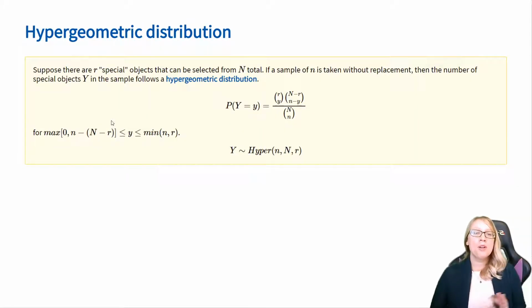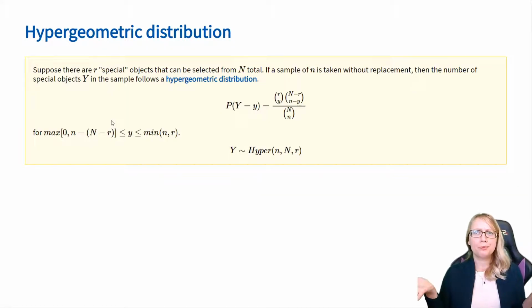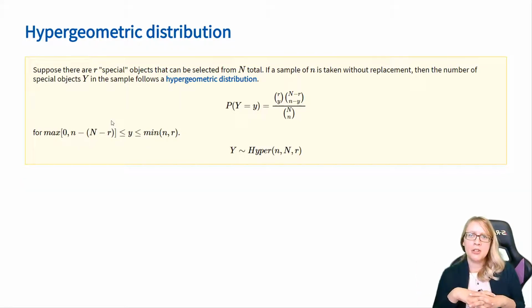Now let's take a look at one more discrete distribution, and this one's a little complicated. So suppose that there are r special objects, or objects with some characteristic, that can be selected from a finite population. So we have capital N total members in our population. We're going to take a sample of little n members of the big N population. We'd like to know how many members of the sample are special, meet that characteristic that we care about. This can be described using the hypergeometric distribution.